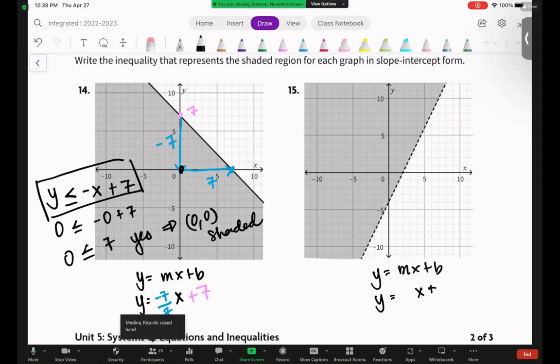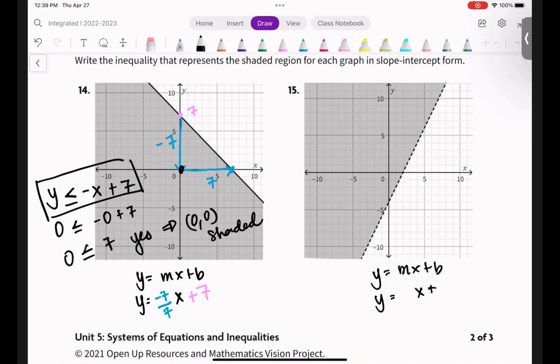Can you repeat the 0, 0 method? The 0, 0 is not a method. 0, 0 is you checking and verifying that I picked the correct side to shade. So I'm checking 0, 0. I plugged it in here. 0 is less than -0 plus 7. You said it was a true statement. Therefore, that means that 0 is on the shaded side, which according to this, it is. So that means I got the right symbol here. If it was wrong, then I would have switched my symbol. Okay.